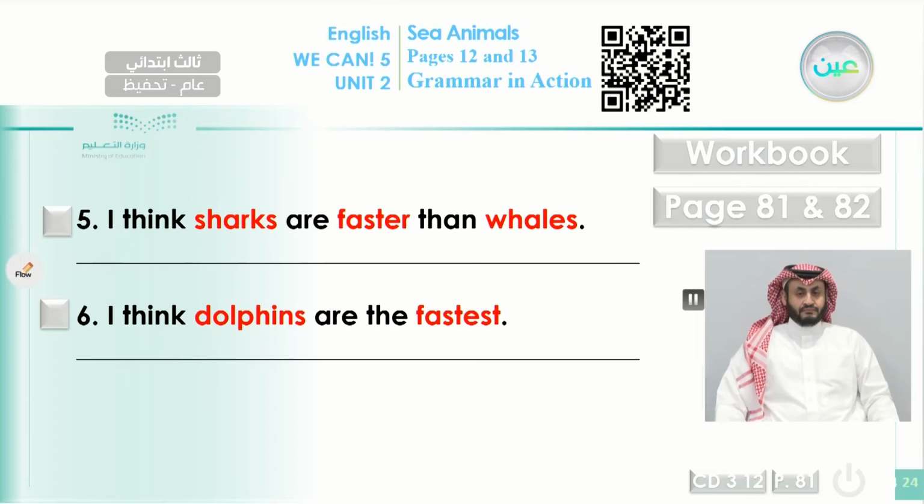Number 5. I think sharks are faster than whales. Number 6. I think dolphins are the fastest.